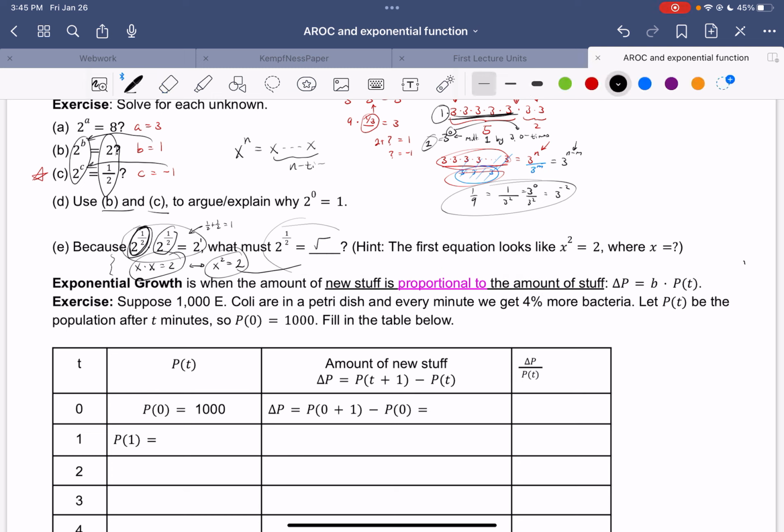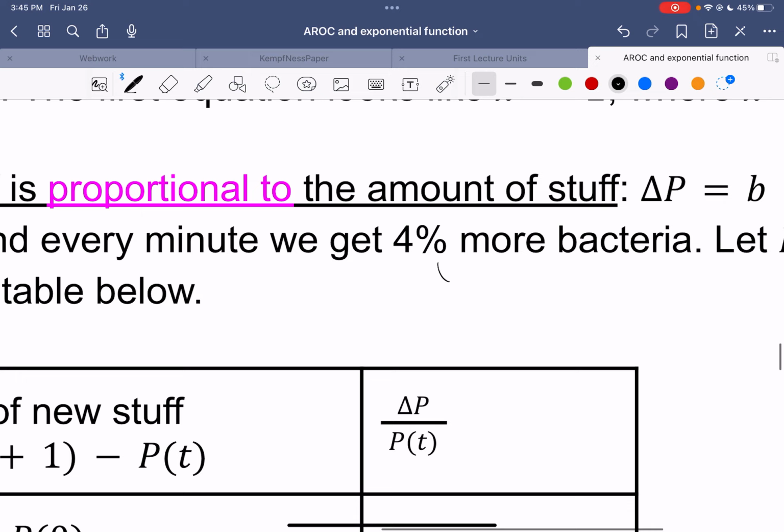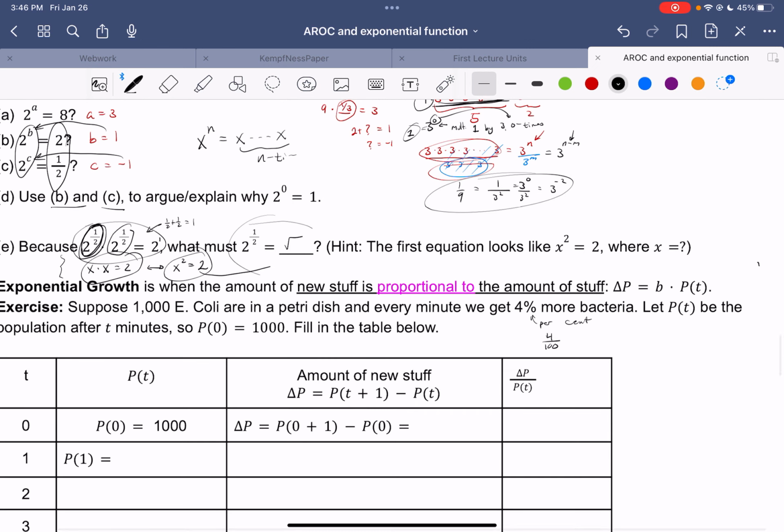So, for example, we have 1,000 E. coli bacteria, and every minute we get 4% more. Percent. Cent means 100. So for every 100 bacteria, you're going to get 4 more. That's what this is saying. If you start with 1,000 bacteria, that's what this is saying.